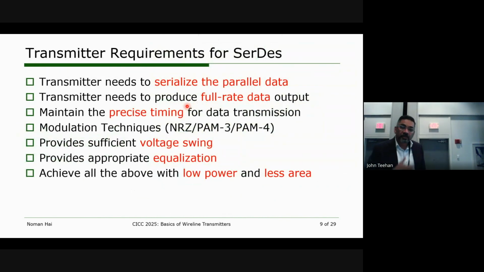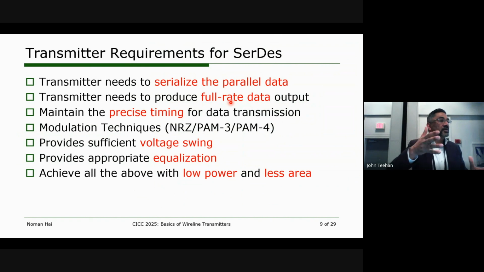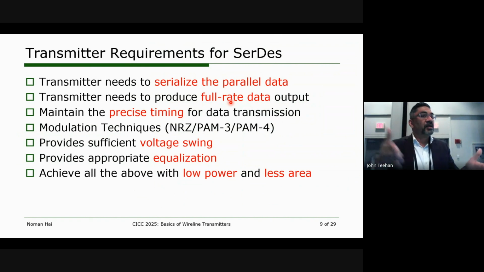So now I'm going into more detail of what the transmitter is supposed to do. Transmitter, as I said, keep the analogy in terms of the aeroplane as well. The main job is to serialize the parallel data. The parallel data is coming in, and it needs to serialize it. It needs to do it at the full rate, because there are different rates for different applications. You want to make sure it is working at that speed. We need to maintain precise timing as well, because the receiver will not know when the data is coming. So it needs to send the data exactly at the allocated time.